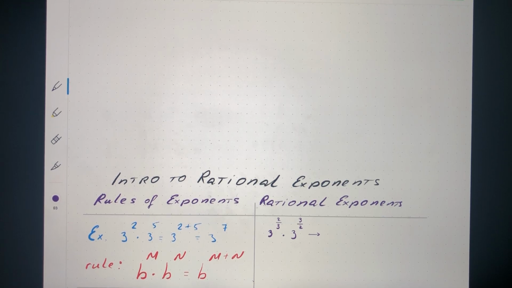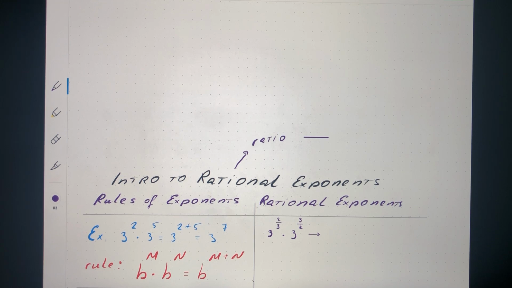Hello, this video is an introduction to rational exponents. Rational means ratio, so that means our exponent is going to be a fraction. But before we do the rational exponents, let's look at the regular exponents, whole numbers, and remind ourselves what those rules are, because those rules are exactly the same for whole numbers as they are for rational exponents.